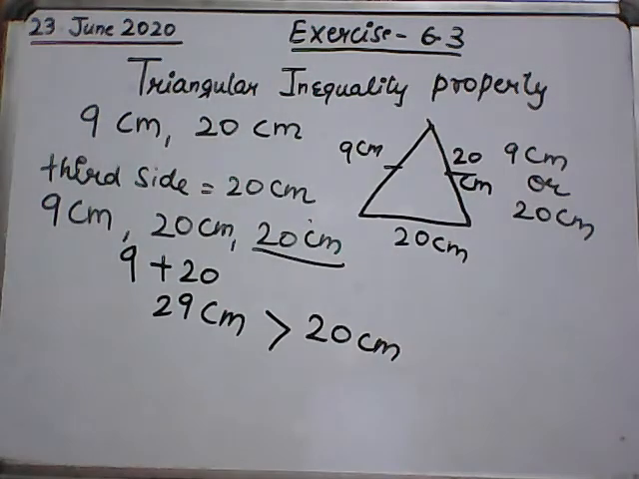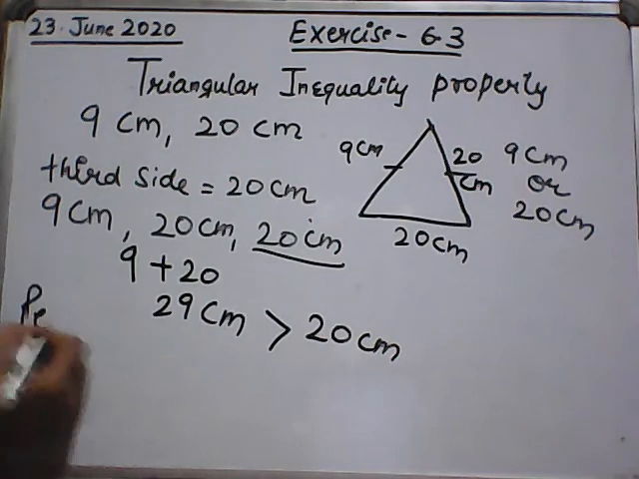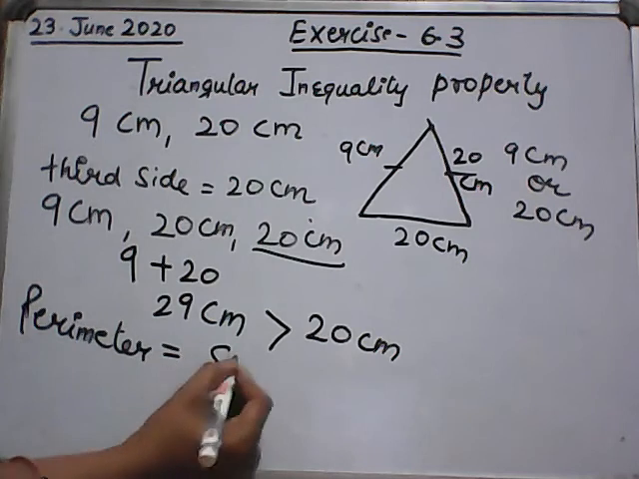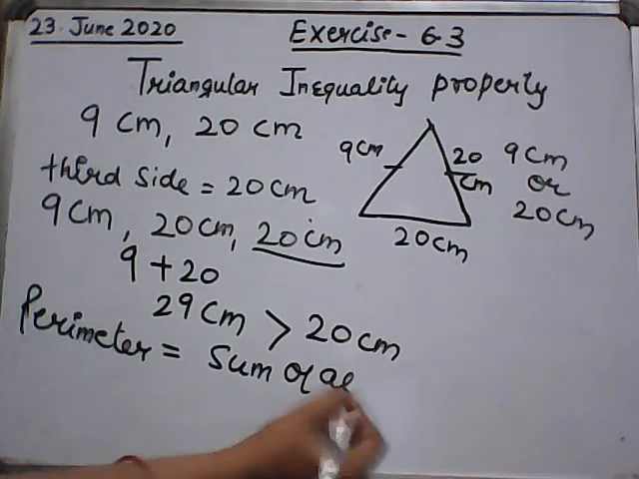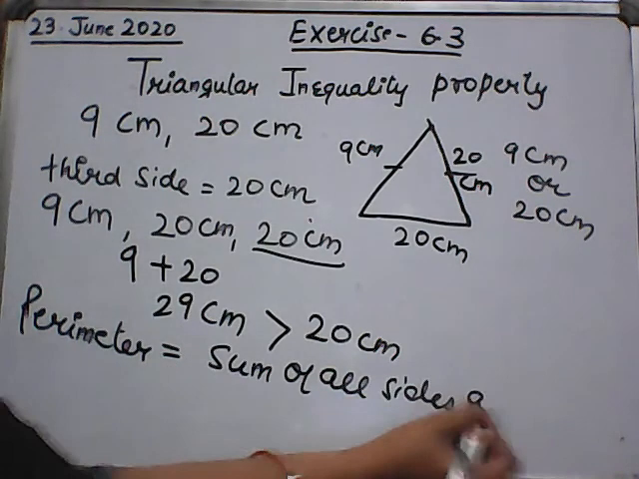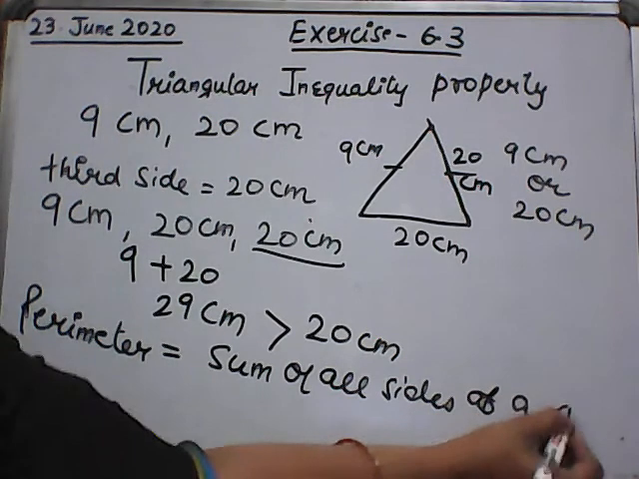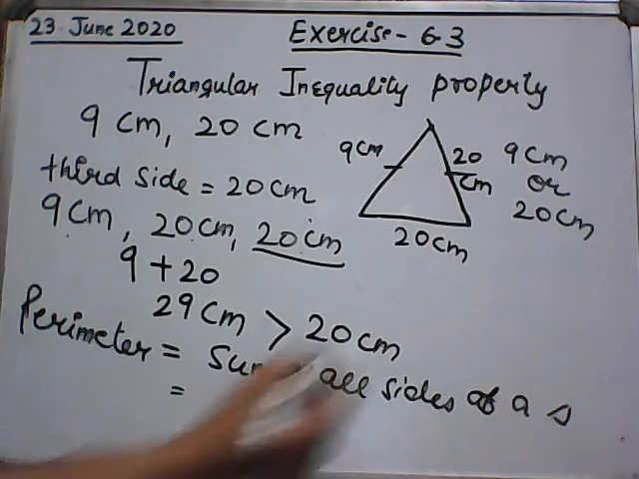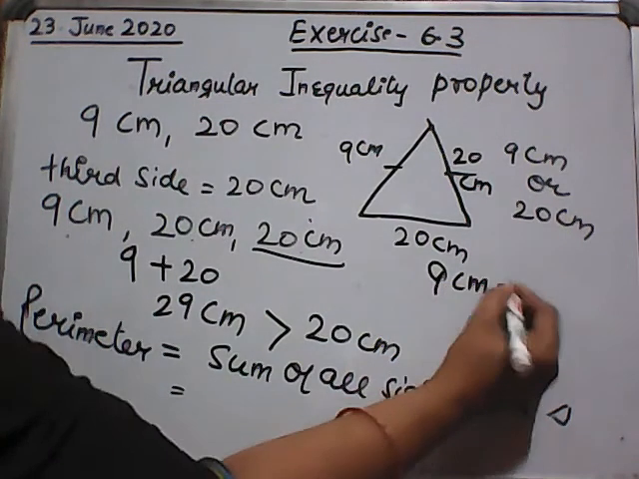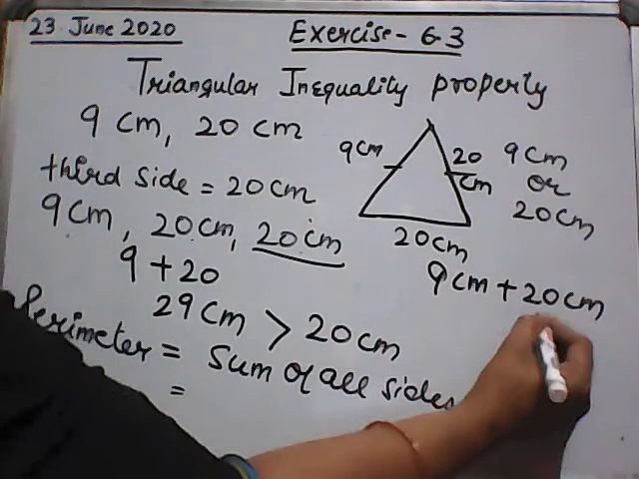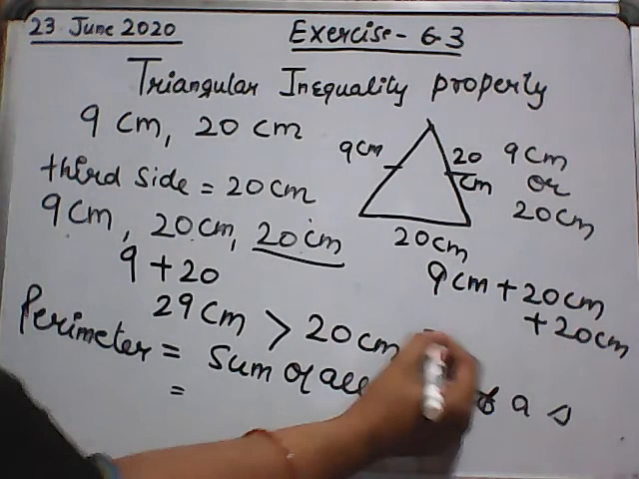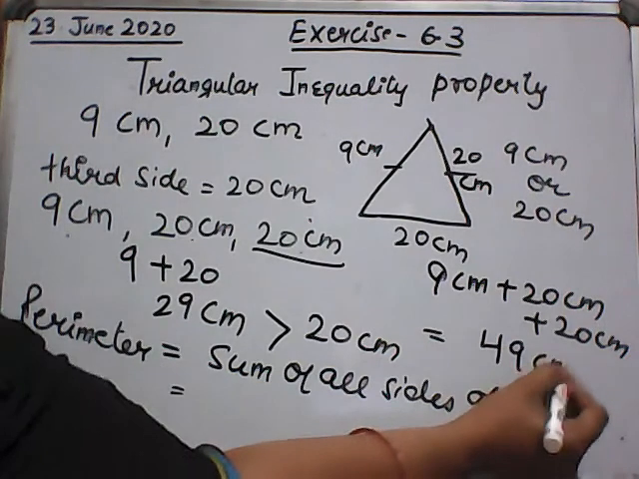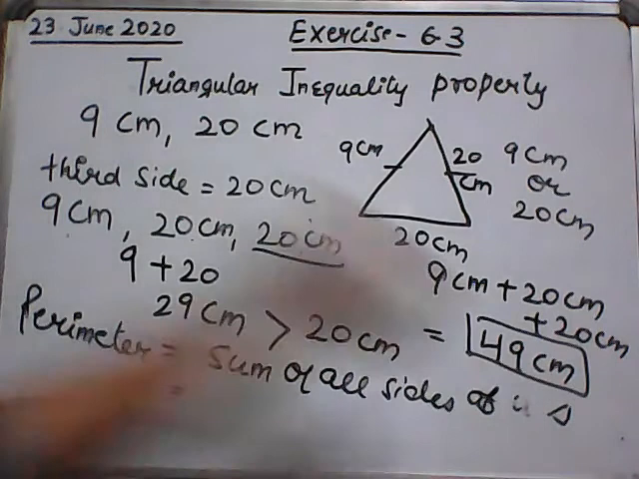Now you have to find out the perimeter. Perimeter means the sum of the lengths of all sides of a triangle. What are the sides? 9 centimeter, 20 centimeter and 20 centimeter. It becomes 9 plus 20, 29, 29 plus 20, 49 centimeter. That will be the perimeter of the isosceles triangle.